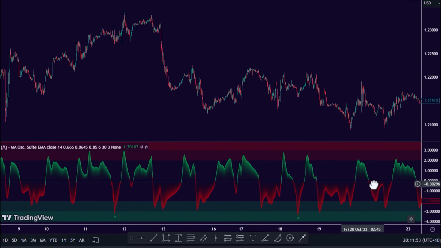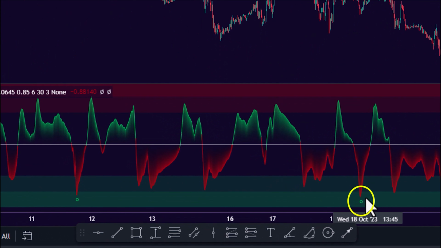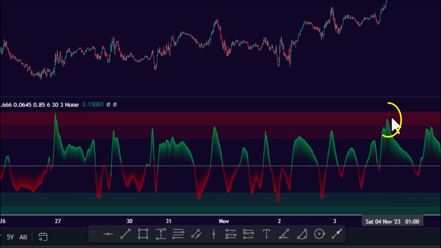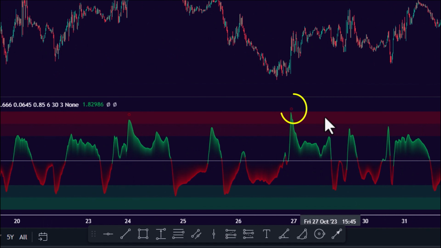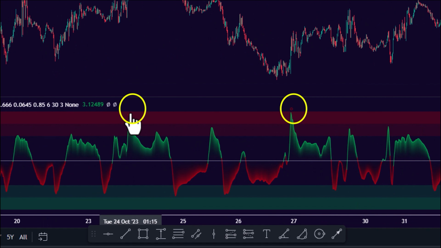The Regularized Moving Average Oscillator also features reversal point bubbles in the deep oversold and overbought levels. The green bubble at the bottom signals a potential bullish trend reversal, while the red bubble at the top signals a potential bearish trend reversal.